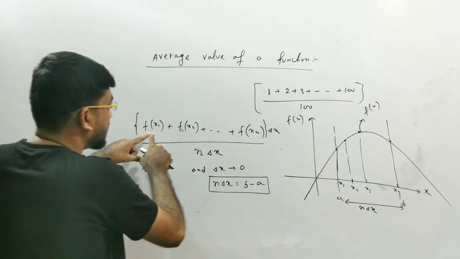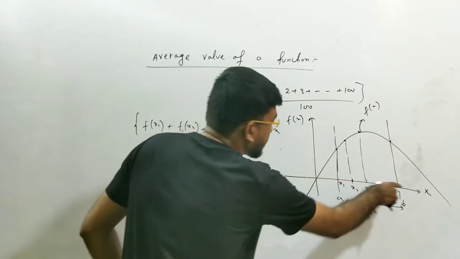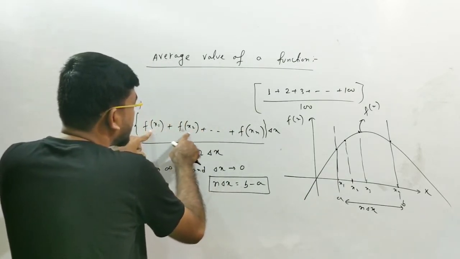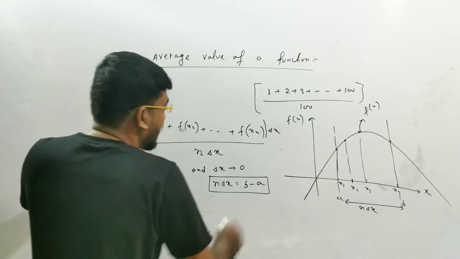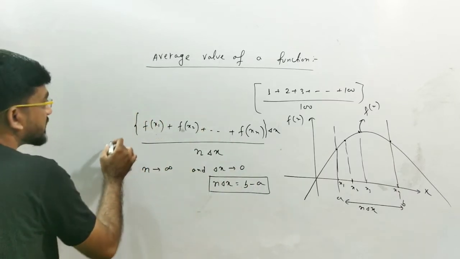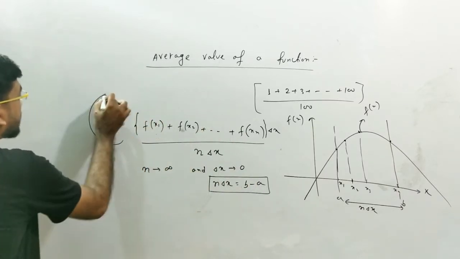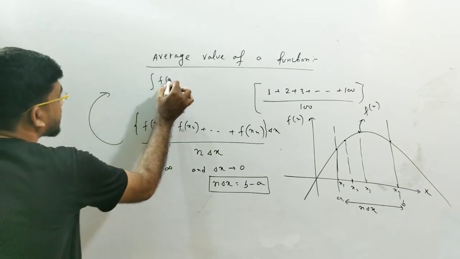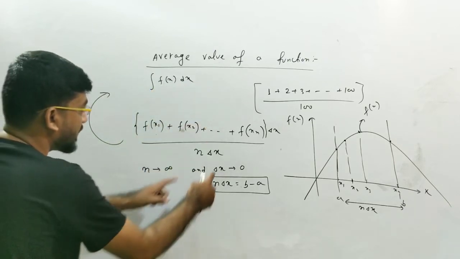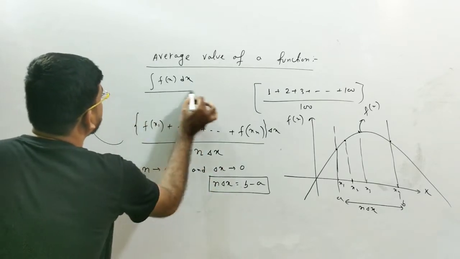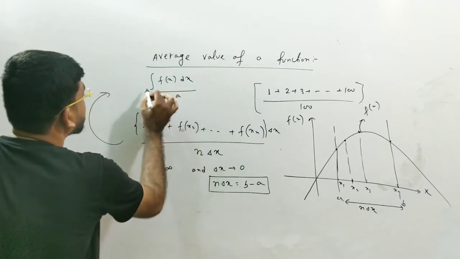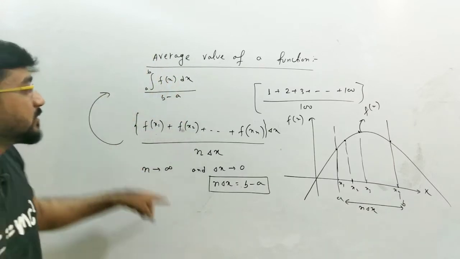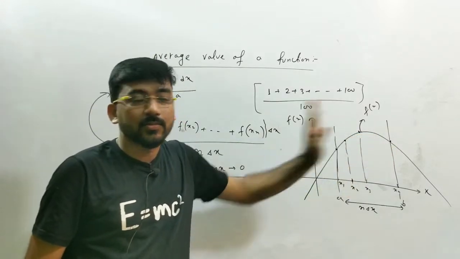If you extend these points up to infinity, then the functional value will be continuous. In that case this converts into something like this: integration of f of x dx, and n into delta x is now b minus a. The limit of this integration is a to b, and this is now the exact average value of this function f of x.